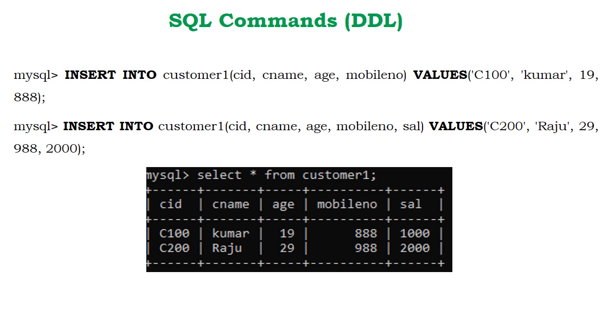For example, insert into customer. Here we are going to insert the values based on the column domain. For example, the values are 100 and then Kumar and 19 and 18. But the user forgot to enter the salary. In that case, the DBMS software automatically will take the default value, salary 1000, and insert it into the table. Suppose if you are entering the salary, then your value will be considered and entered into the table. I hope that you understood this concept.